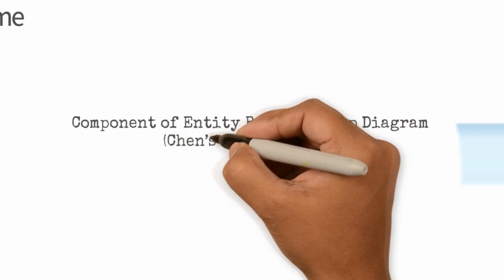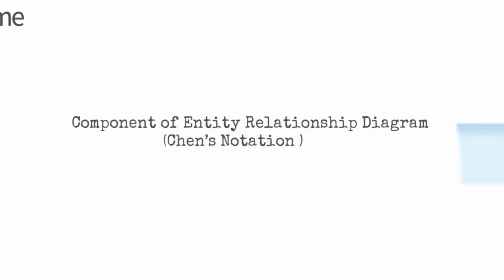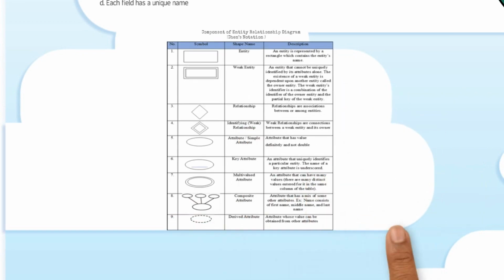Components of entity relationship diagram in Chen notation. First, entity. It is represented by a rectangle and it contains the entity's name. Second, weak entity. This entity cannot be uniquely self-identified by its attributes. It's dependent upon another entity called the owner entity.